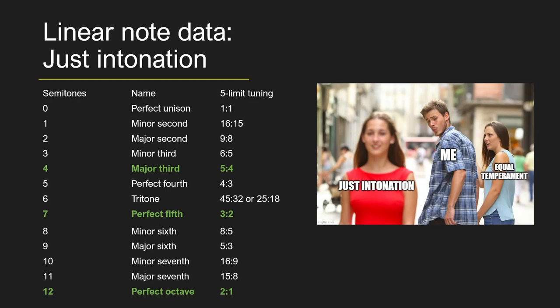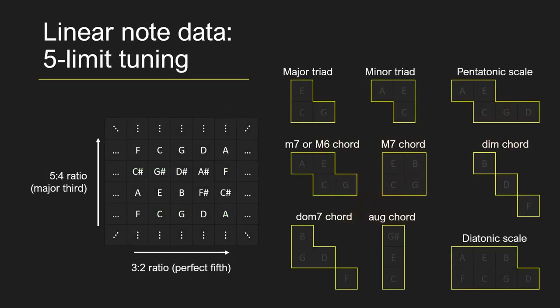The only intervals you actually need to know for five-limit tuning are the perfect octave, the 2:1 ratio, the perfect fifth, which is the 3:2 ratio, and the major third, which is the 5:4 ratio. And the tool that will help you to develop a five-limit tuning for your notes is called the tonnetz.